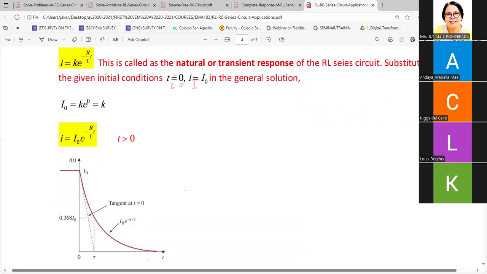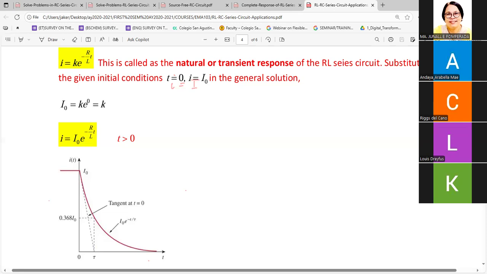Now, if it's plotted, you could see here in the graph that at time equal to 0, your current is I sub O. At time equal to tau, your current is 0.368 of the initial value, whatever this initial value is. Kung ano man ang ihatag na value sa problem, you just multiply it by 0.368. That will give you the current in the circuit after the tau time.